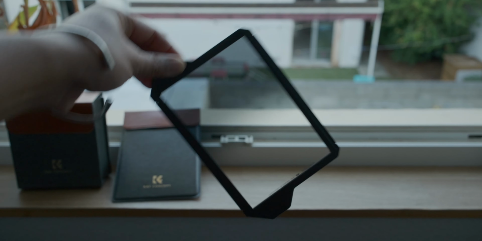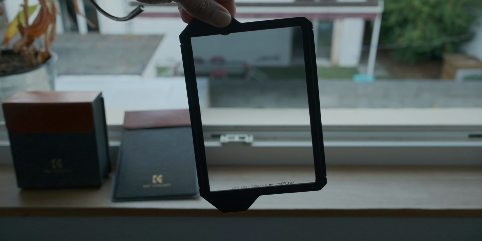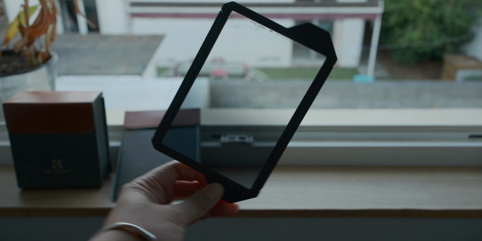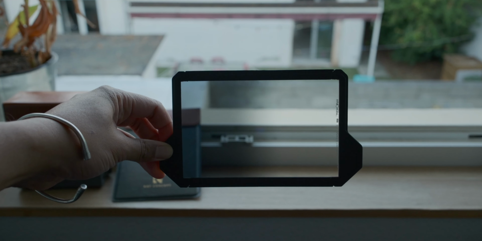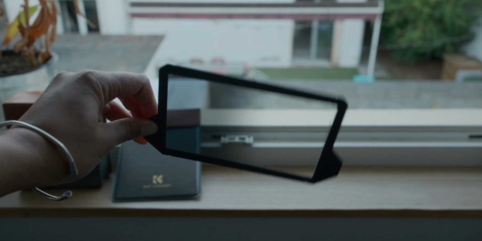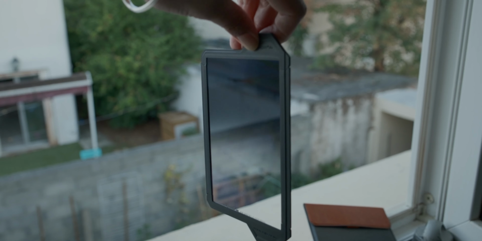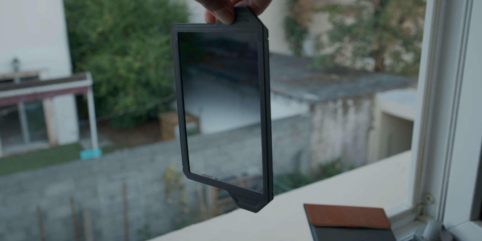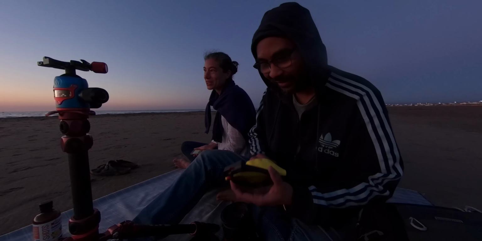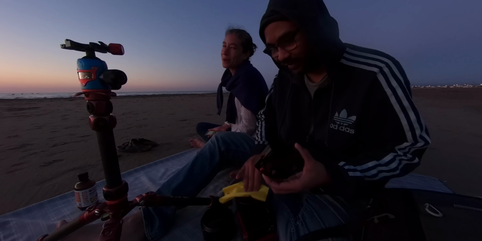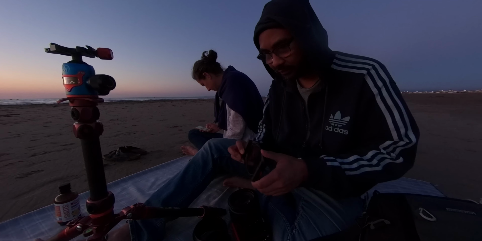What are actually graduated neutral density filters? A graduated ND filter is designed to reduce the amount of light coming through part of the lens with a hard transition or a soft transition. These filters are great for landscape photography because they allow you to photograph the sky and foreground with a single exposure, even in high contrast situations.